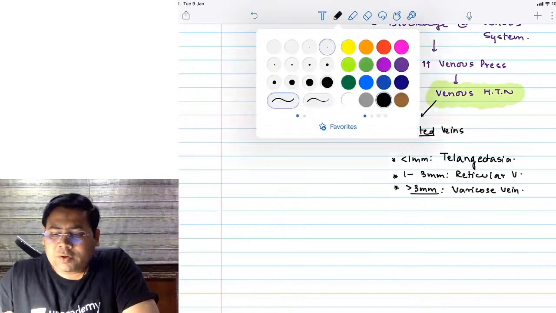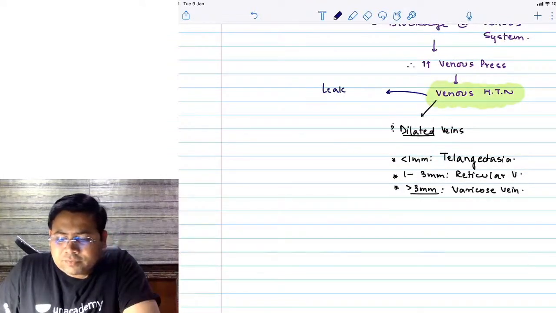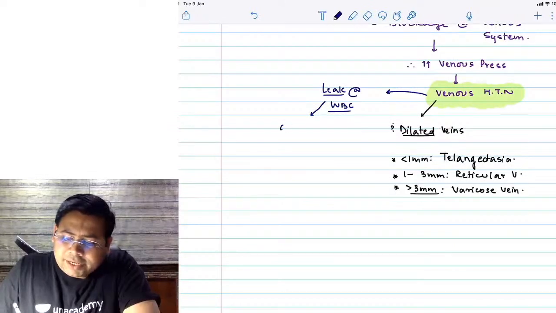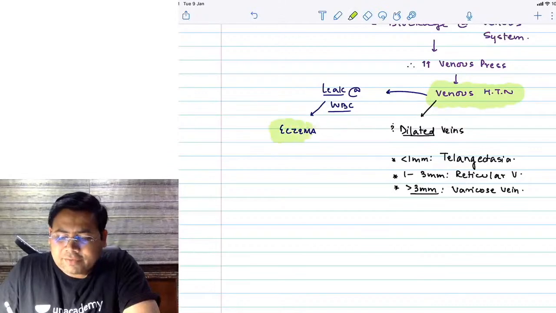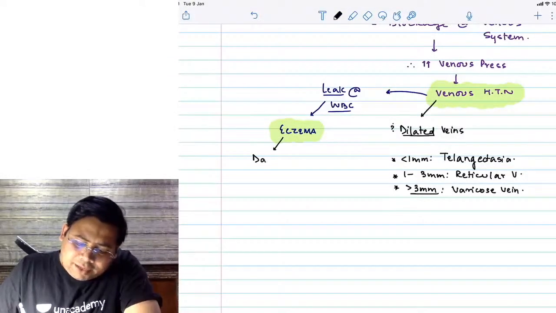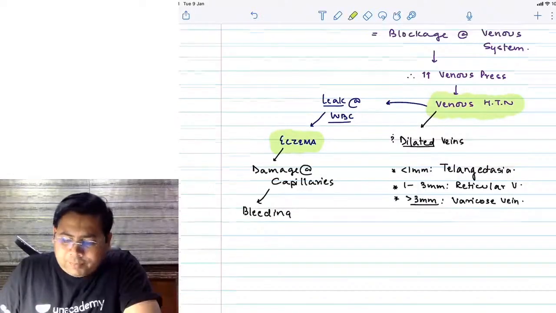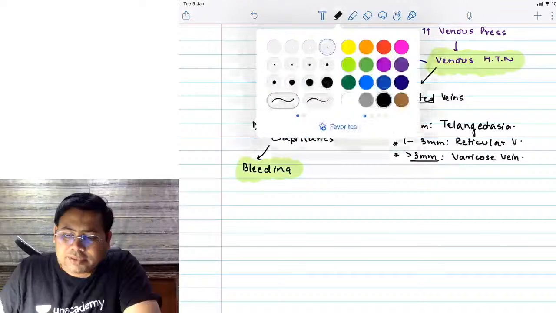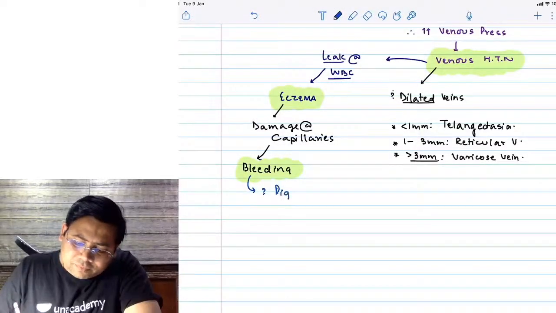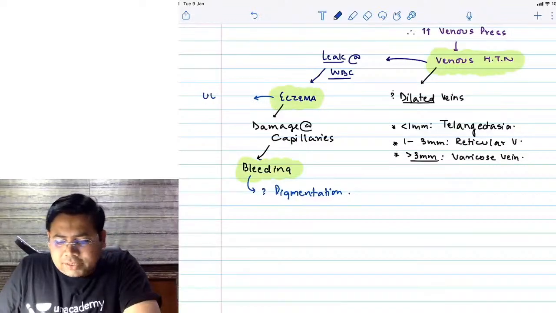Then you have a lot of other changes also because of this venous hypertension. What are they? Let us try to understand. Because of venous hypertension, there is leak of WBCs. Since there is leak of WBCs, there is something known as eczema. Why eczema? Because of the intense desire for scratching or itching. What else happens? There may be damage to capillaries, and because of that there will be bleeding, and because there is bleeding, there will be pigmentation. Again, if there is eczema, there will be damage and there will be ulcer.